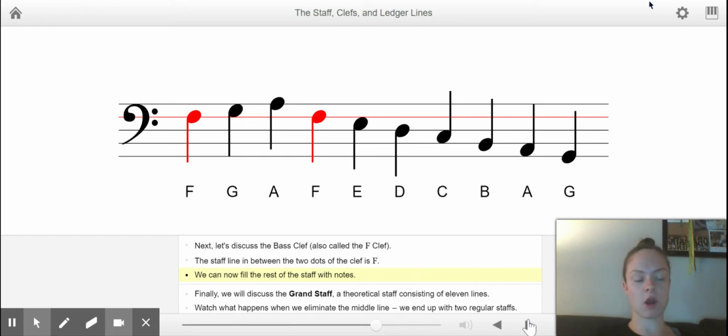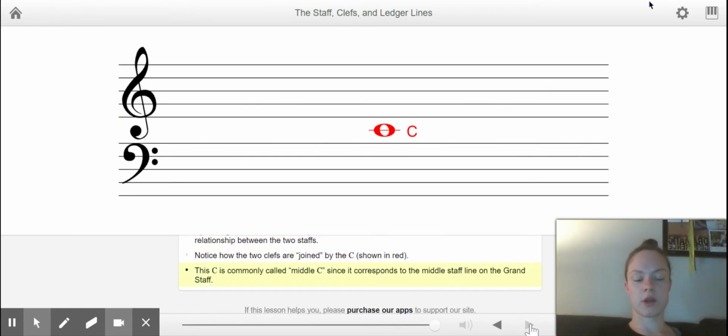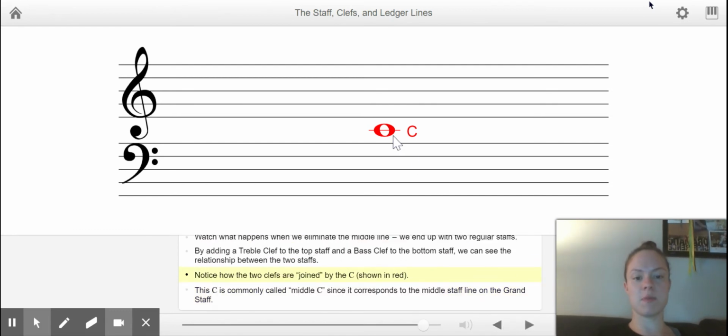So Miss Aguirre talked about this part a little bit in the last lesson, but we're going to briefly look at it again. So this is middle C in both treble clef and in bass clef. So I can use this as a reference whether I'm in bass clef or in treble clef.